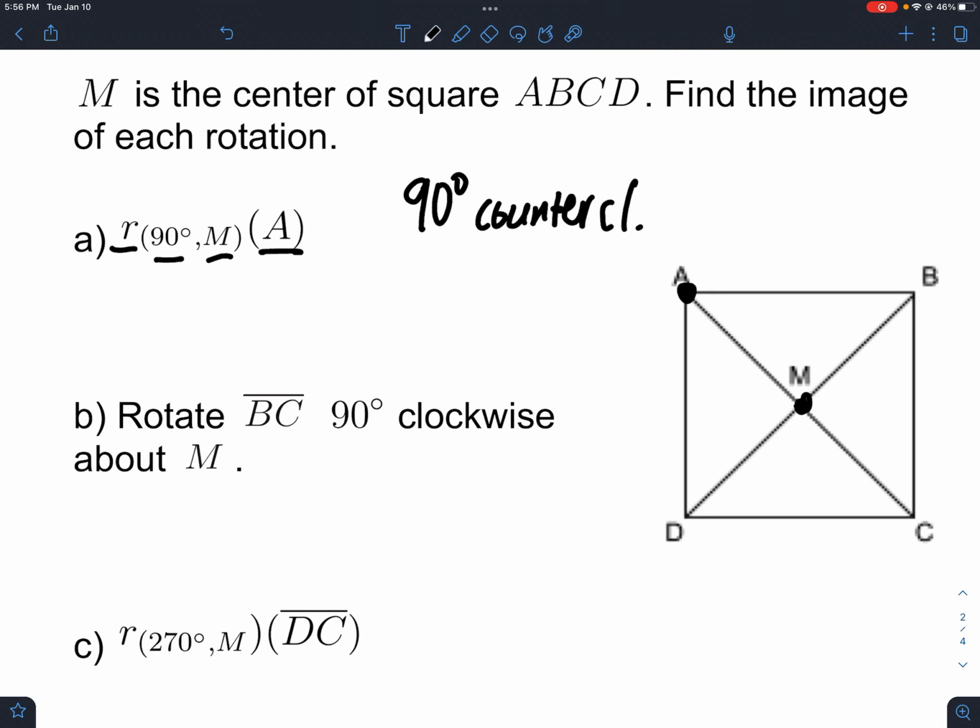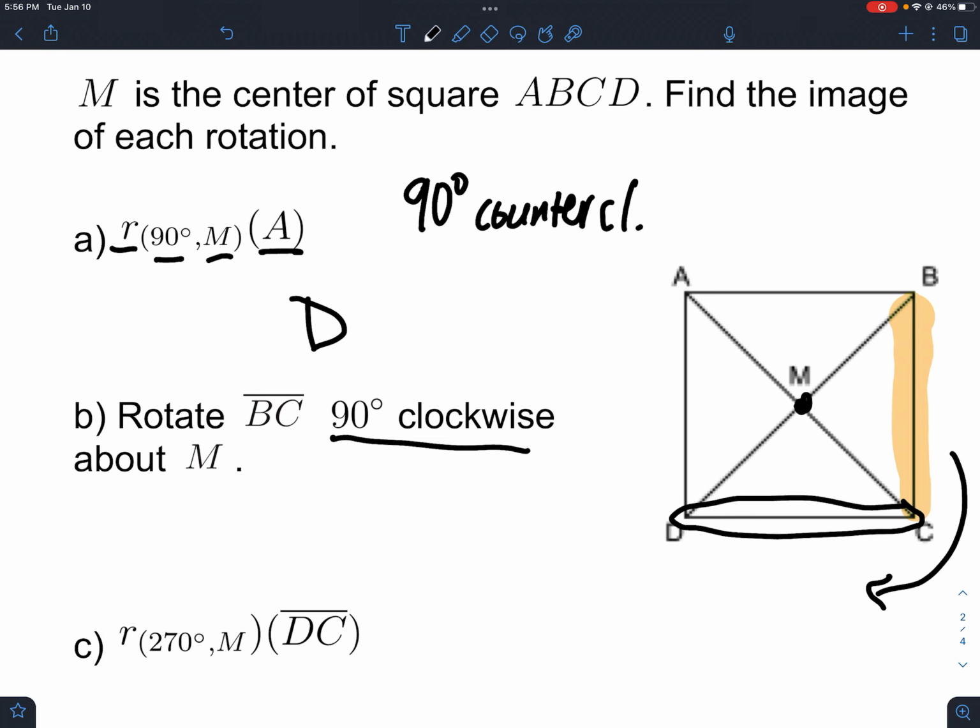So we're gonna take it and we're not gonna spin it like a clock this way. We're gonna spin it 90 degrees down here. So the answer to this is D. A ends up where D should be. Okay. What if we rotate 90 degrees clockwise? We rotate this whole segment. Well, if you take that whole segment and spin it 90 degrees this way, you're going to land right there, right? So the answer is CD, line segment CD.